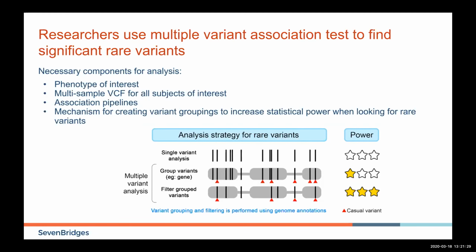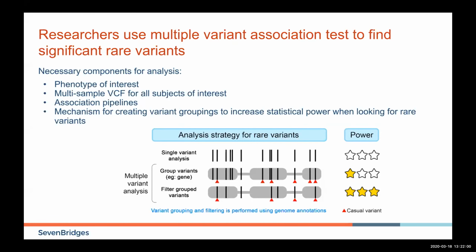The first line of the diagram shows the presence of variants in the genome as black lines. So imagine that these variants are all rare and they don't occur in the genomes of other subjects. Researchers have very little power, as shown with the yellow stars on the right, to detect these variants. However, researchers can group variants together using genomic annotation information so that they act together as a more powerful unit.